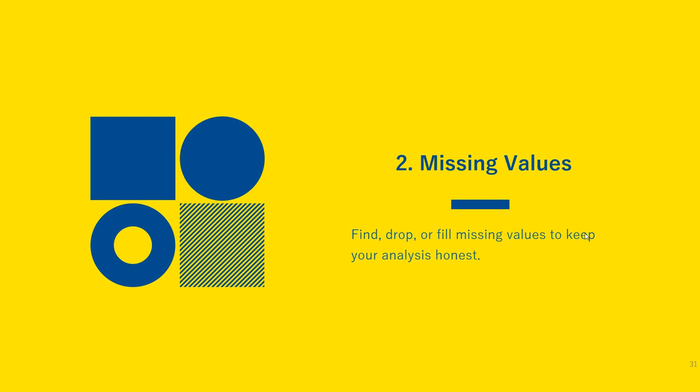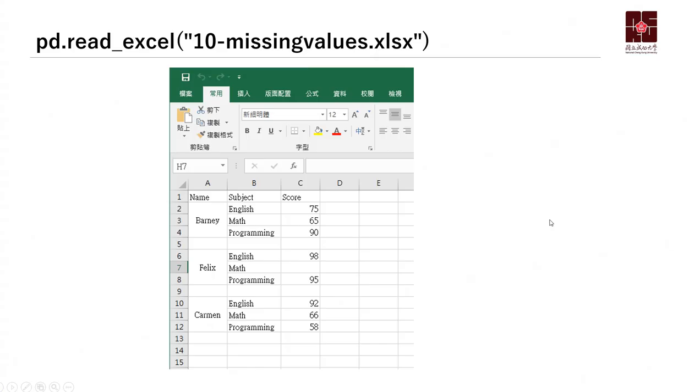So let's start by loading some really messy data. I want to show you that real data is like this. Later you will see we need to use pandas read_excel. This Excel file I already uploaded to Moodle, so if you need it, you can download it from Moodle.